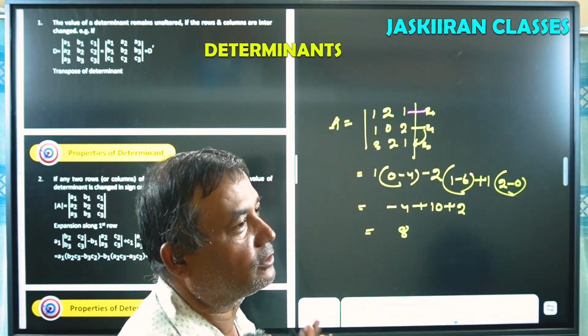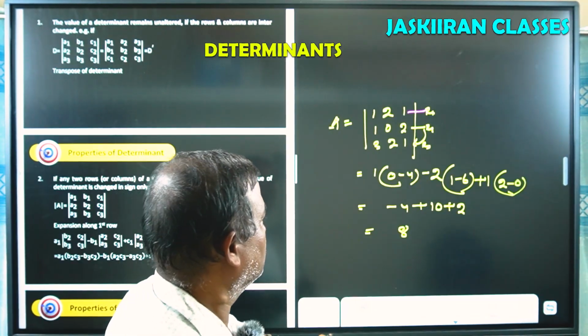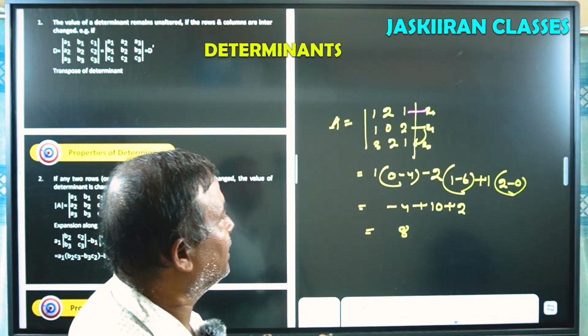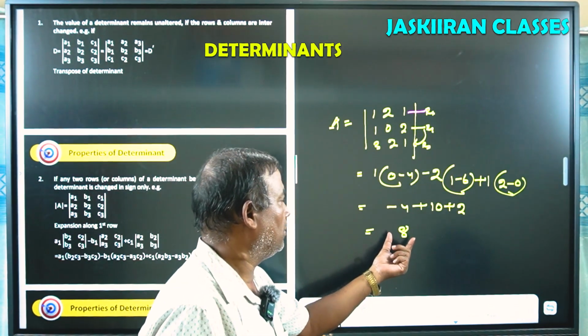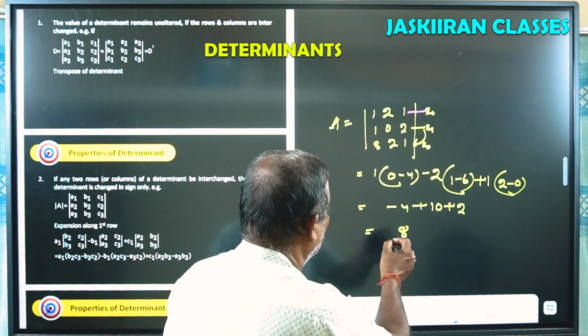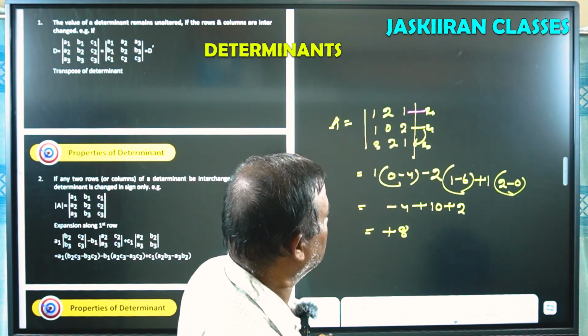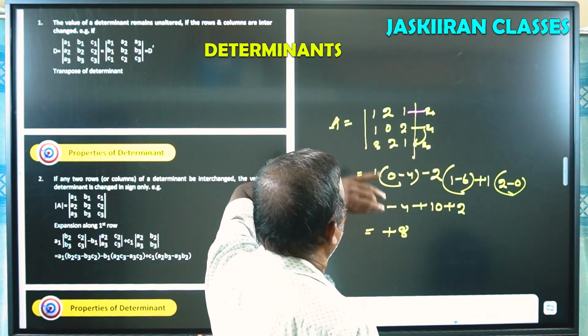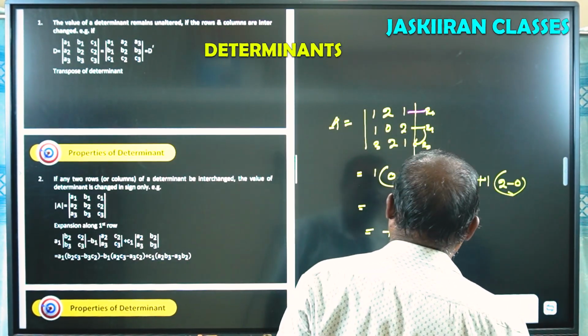It says that if any two adjacent rows or columns of a determinant are interchanged, then the sign of the determinant is changed, but the absolute value remains the same. This is the absolute value, and the sign is plus. If we interchange any row or any column, suppose we have to change R2 to R1 and R1 to R2.